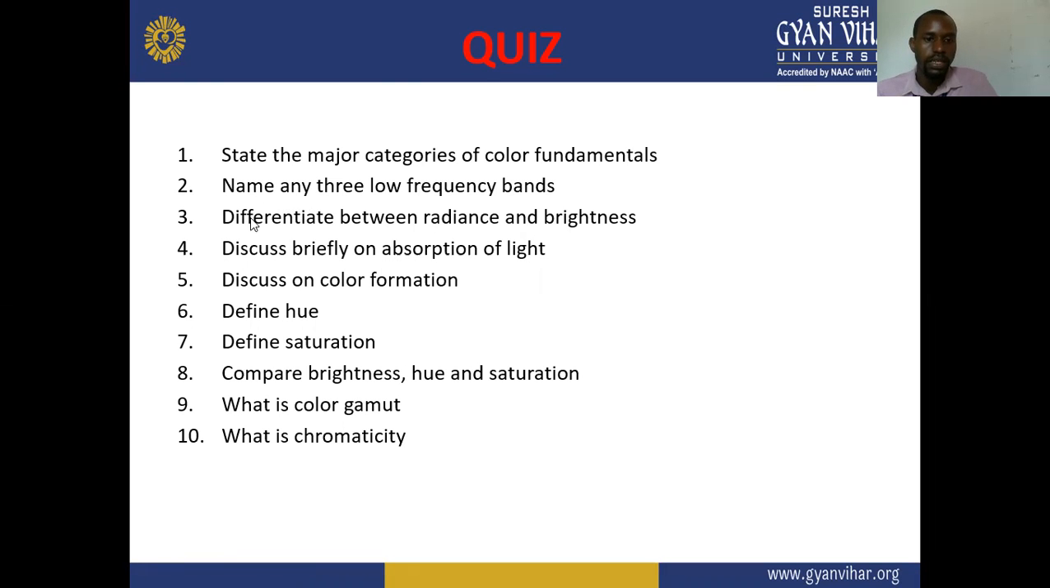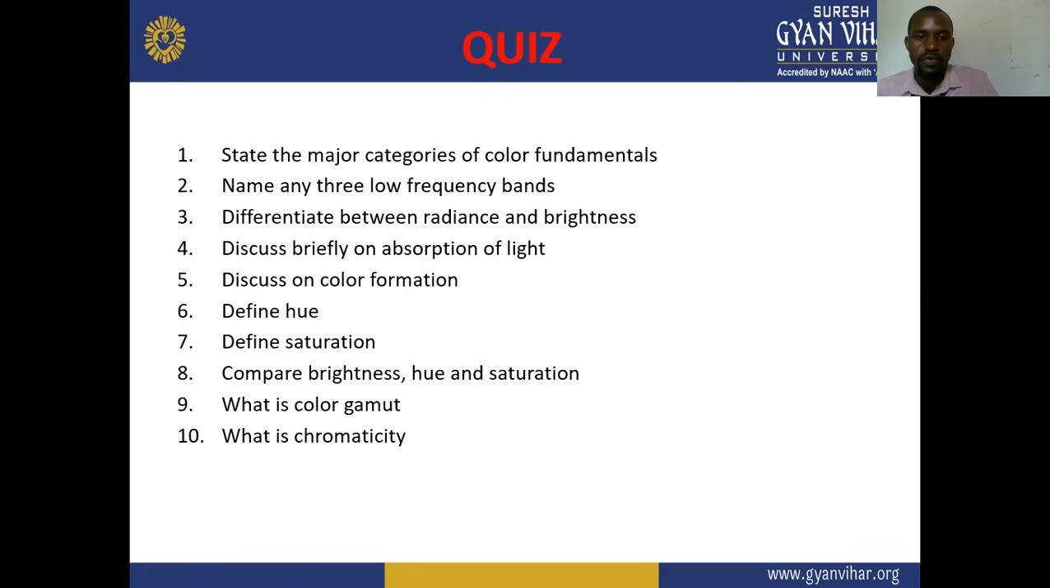The next question is, differentiate between radiance and brightness. So I request you to go back, first understand what is brightness and radiance, and then you come back to this. Then discuss briefly on absorption of light. So definitely this one we've covered, and I'd like you also to go back and read on what we have discussed. Then discuss on color formation. So we said how colors are formed, and we've given the example of the glass prism and how they are formed.